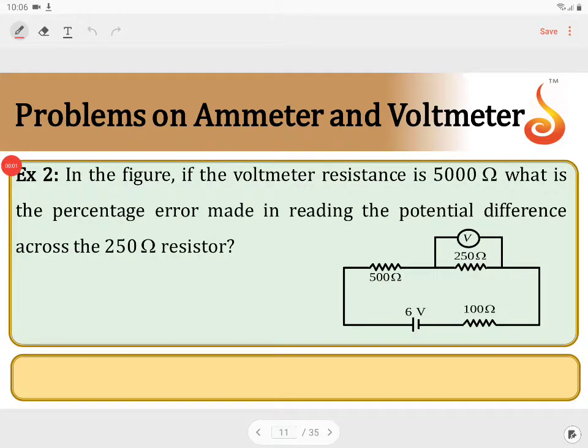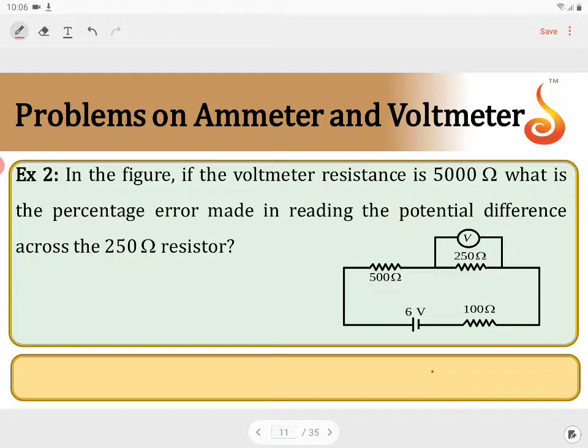In the figure, if the voltmeter resistance is 5000 ohm, what is the percentage error made in reading the potential difference across the 250 ohm resistor? So first here we calculate the potential difference across the 250 ohm resistor without voltmeter, and this is a real voltmeter. Because the resistance of the voltmeter is finite, the real voltmeter will not give you the correct reading. There will be a small difference in the reading.